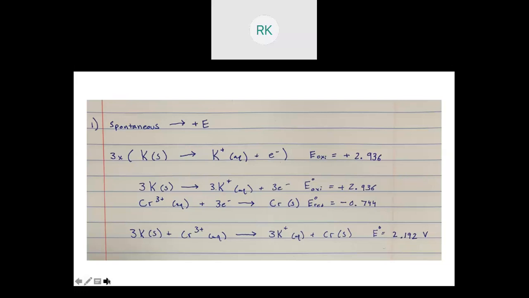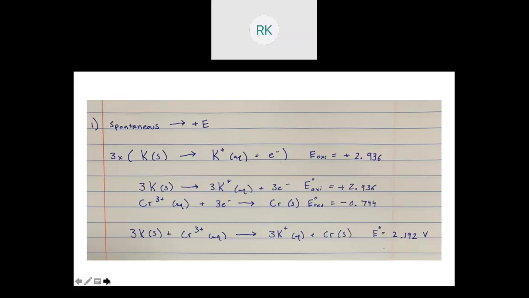Our reduction, which is that chromium equation, is equal to negative 0.744. And so to get my cell potential, I just add those together, right? So it's 2.936 plus negative 0.744. And so my standard cell potential would be 2.192 volts. Okay, so again, the big point I wanted to make here is that if you have to multiply by a coefficient, you don't actually multiply the E value by that number.